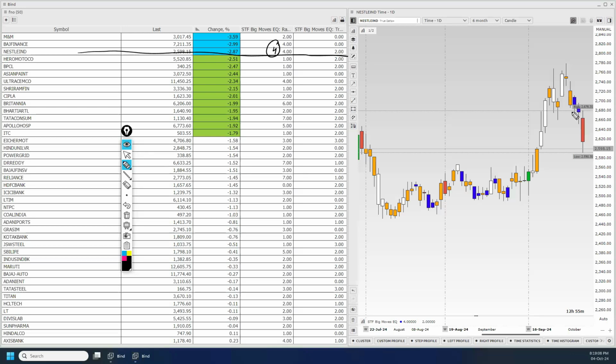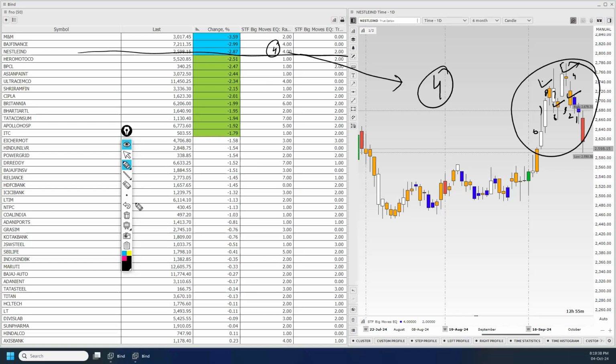Count from here: 1, 2, 3, 4, 5, 6, 7, 8, 9, 10. Out of 10 days, how many times did you get a jackpot? You got one jackpot, two jackpots, three jackpots, four jackpots. In the last 10 days, you got four jackpots, and this number four is shown here.